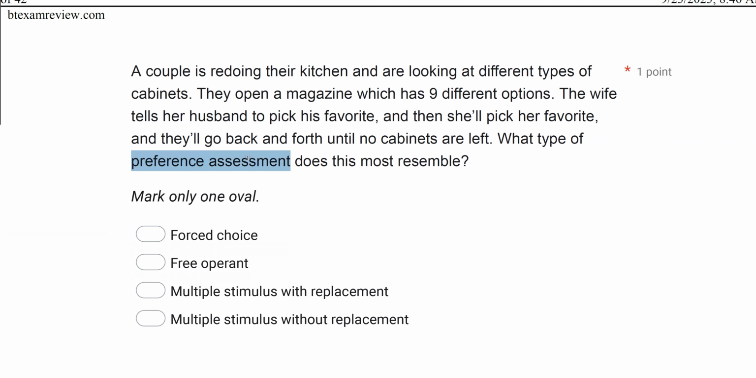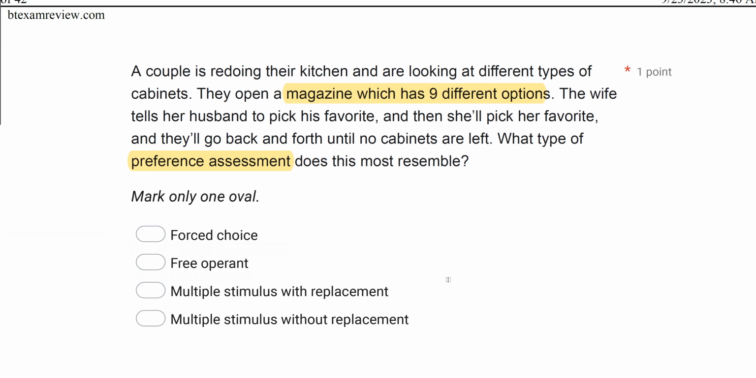Preference assessment questions. The first thing you always ask yourself: how many stimuli am I assessing at once? If it's one at a time, it's likely a single choice. If it's 2 at a time, it's likely a forced choice. If it's 3 or more all at once, it's likely multiple stimulus. And if it's just in the natural environment, it's free operant. In this case, how many stimuli? Well, in the magazine, it has 9 options. So the couple has 9 options to choose from. So we're thinking multiple stimulus here.